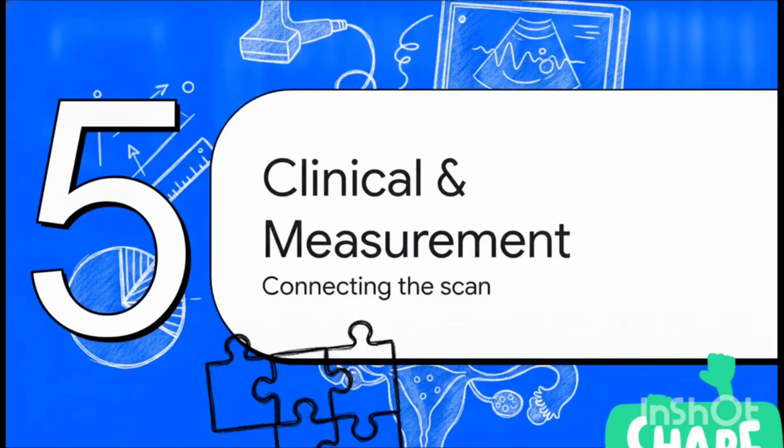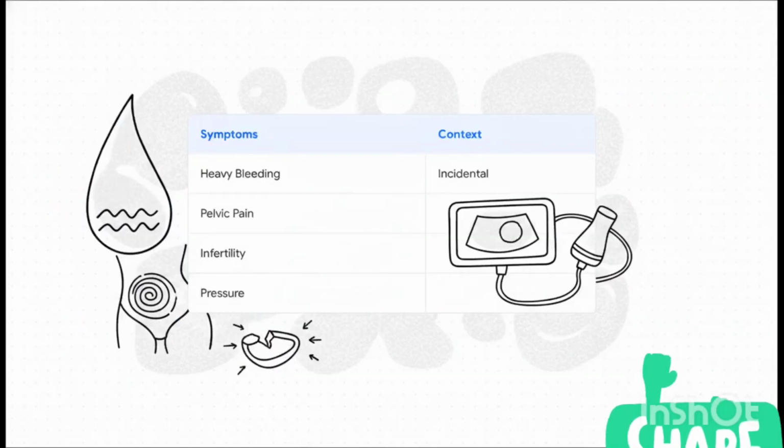That brings us to Section 5, clinical correlation and measurement, connecting the scan to the patient. So, what does all this actually mean for the patient sitting in front of you? Well, these masses can cause some life-altering symptoms: heavy menstrual bleeding, severe pelvic pain, infertility, and pressure on surrounding organs. But fascinatingly, many fibroids remain completely asymptomatic. You'll often discover them as purely incidental findings when you're scanning for something else entirely.